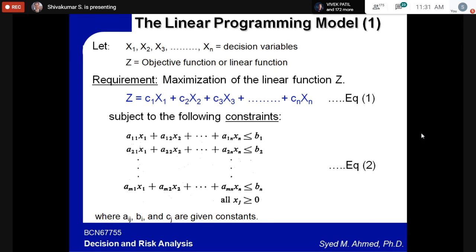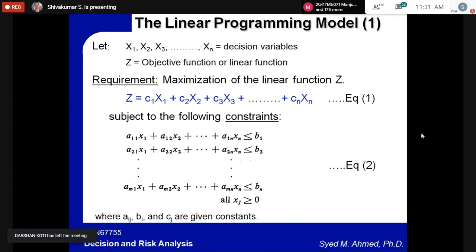Suppose now you are trying to maximize the profit. That is z. In that case, z is equal to c1 x1 plus c2 x2 plus c3 x3 up to cn xn. So x1, x2, x3 up to xn are the number of products, and c1, c2, c3 are the profit associated with x1, x2, x3. For example, c1 is the profit you earn by selling x1, c2 is the profit earned by selling x2. Likewise, you get the function c1 x1 plus c2 x2 plus c3 x3, and you get the z component, that is the profit of the organization.